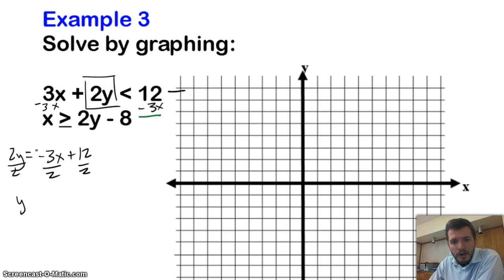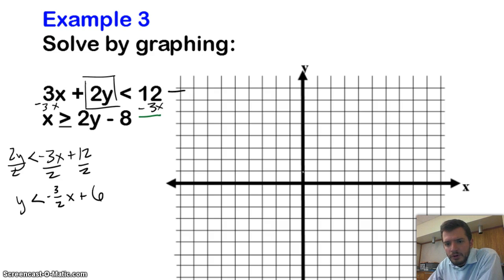So why is it equal? I'm sorry, guys, it should not be equal. So let's fix that real fast. You see it's less than, so it'll be less than right there. So y is less than -3 over 2x plus 6.